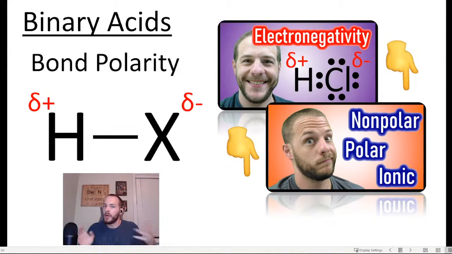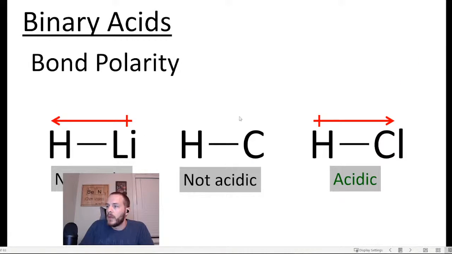So earlier we talked about why H2S is acidic and CH4 is not. Well, the hydrogen-sulfur bond is quite polar, and the hydrogen-carbon bond is virtually nonpolar. Hydrogen and carbon have similar electronegativities. So you must have a polar covalent bond in order for it to be an acidic molecule. So bond polarity is one of the two factors that influence the acidity or acid strength of a binary acid. The other one is bond strength, and we're going to jump to that in just a moment.